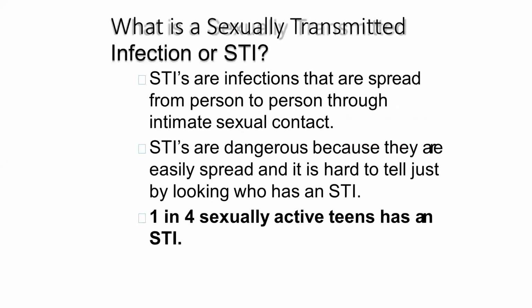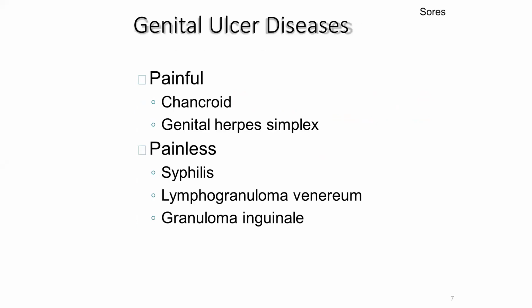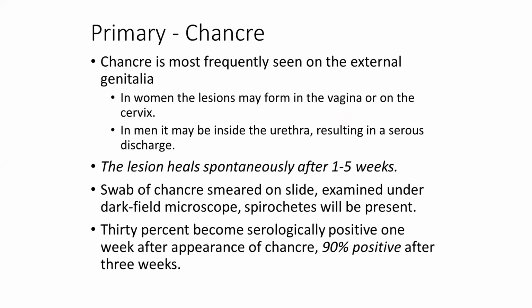Then sexually transmitted diseases. What is a sexually transmitted disease? That are transmitted from person to person through intimate sexual contact. Maternal-fetal transmission is also there. Maternal-infant transmission is also there. Genital ulcer diseases, some present with ulcer. Ulcers can be painful and painless.